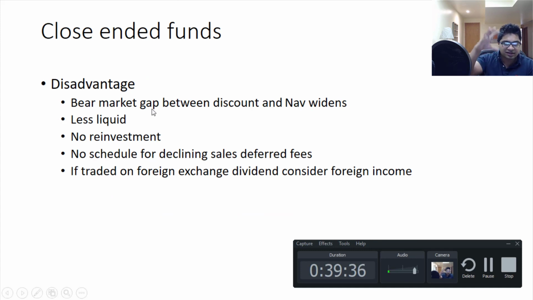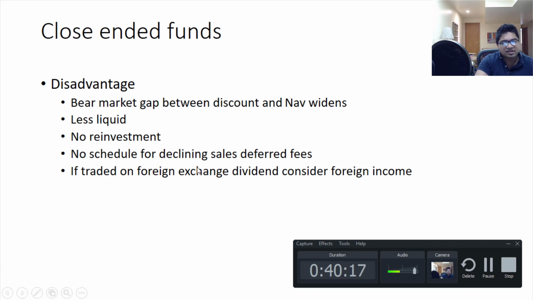Disadvantages: in a bear market, as I have discussed, they generally trade at a discount to their NAV when they trade on exchange, and this discount generally amplifies in a bear market. They are less liquid; even though they are traded on stock exchanges, the liquidity is quite low. Reinvestment of dividends or capital gains doesn't happen, so it is directly paid into your account.